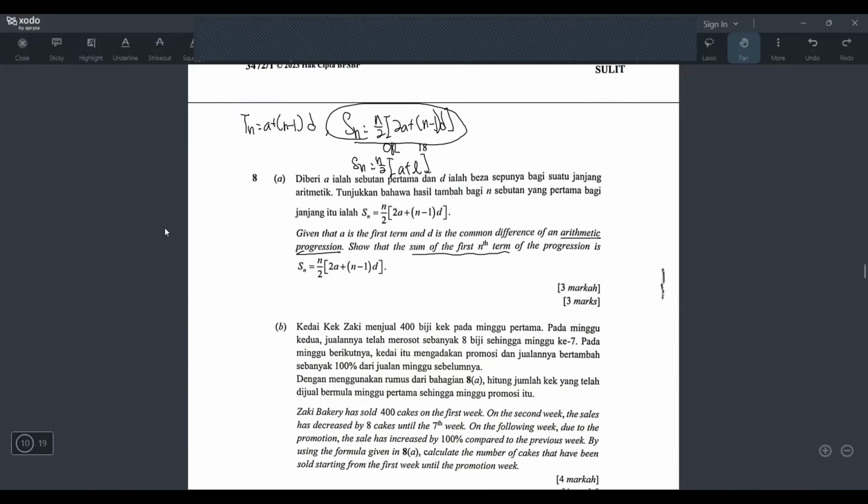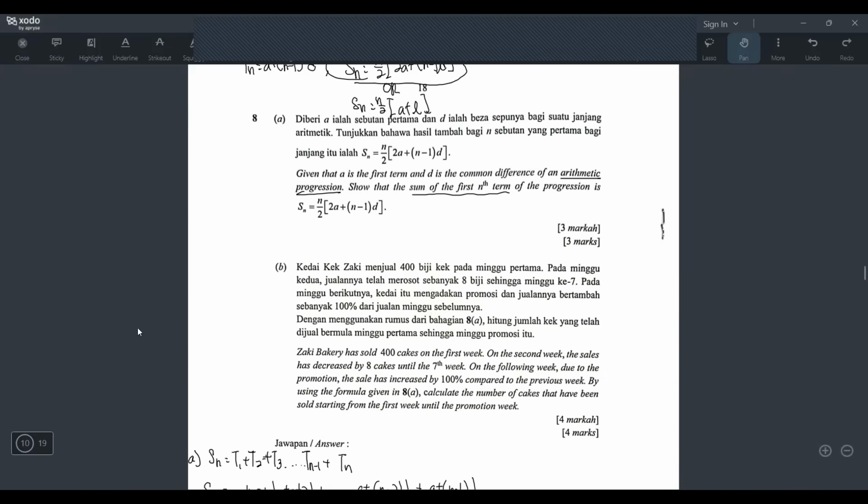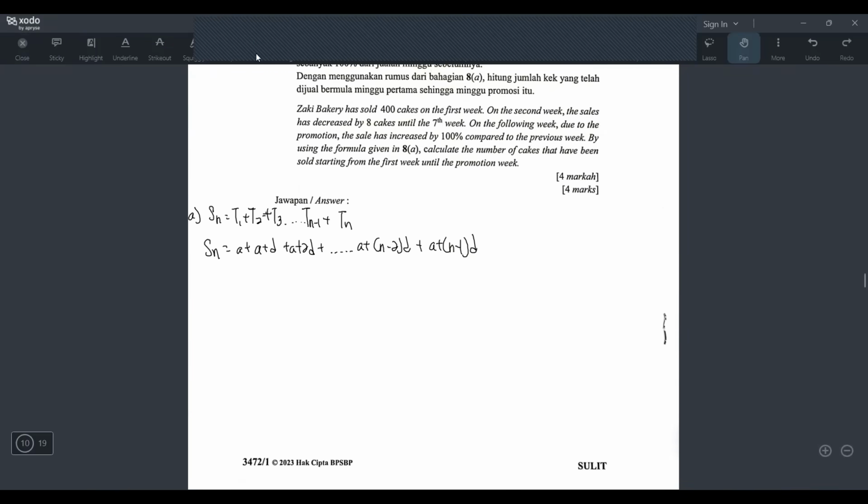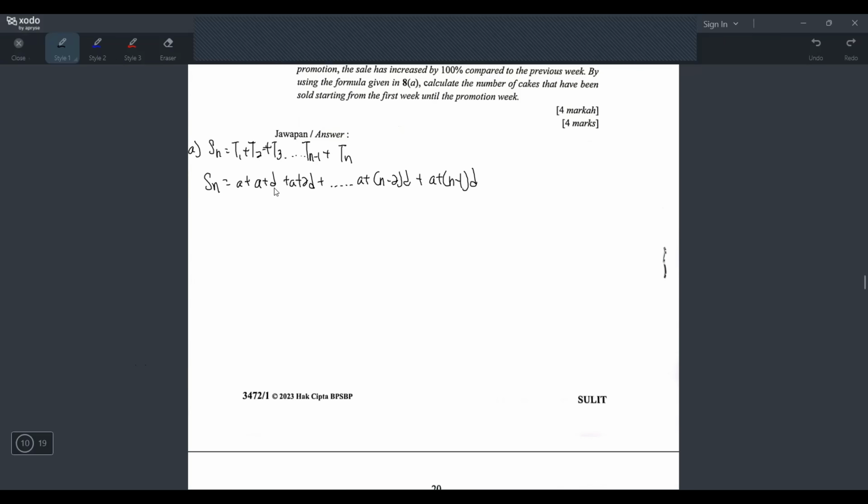I'm just using the Tn formula, okay? The Tn formula is A plus n minus 1D, so that's what I'm doing. So T2 will be A plus 1D, T3 is A plus 2D, Tn minus 1 is A plus n minus 2D, because n minus 1 minus 1 is n minus 2, and then Tn will be A plus n minus 1D, all right? Okay, now I will write this again, a little bit differently. Let's put brackets so that it's more clear. So let's write like this.